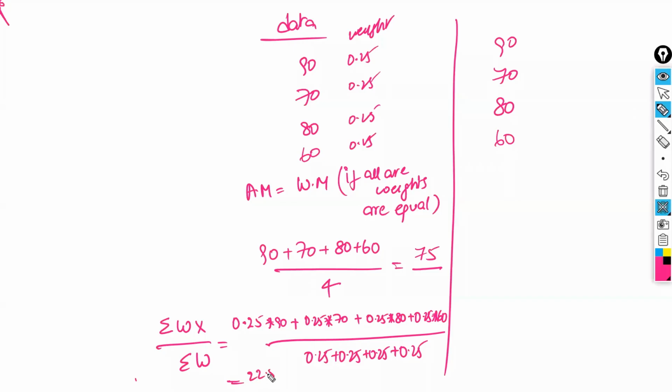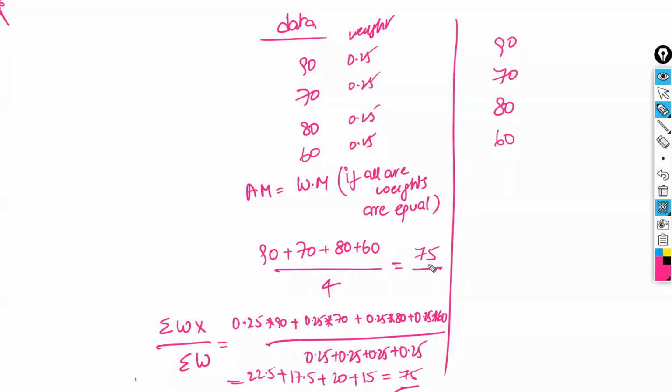Which is nothing but 22.5 plus 0.25 into 70. What is the value of 0.25 into 70? 17.5 plus 0.25 into 80, which is nothing but 20. 0.25 into 60, which is nothing but 15. If you do the cumulative, which is also equal to 75. This one or this one, both are same. There will be no difference.